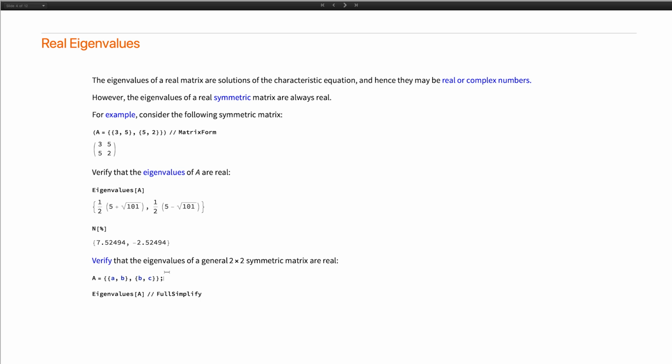Or if you take an arbitrary 2 by 2 matrix, which is symmetric, and you work out the eigenvalues, you see that you have a square root over here, but that square root cannot be negative because you've got 4b squared plus (a minus c) the whole squared. So these square roots are actually going to be real numbers.